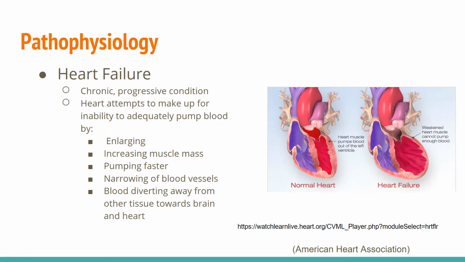So some background information on the pathophysiology. Heart failure is a chronic progressive condition. The heart attempts to make up for the inability to adequately pump blood by enlarging, increasing in muscle mass, pumping faster, narrowing the blood vessels of the heart, and diverting the blood away from other tissues, making the blood go towards the brain and the heart.